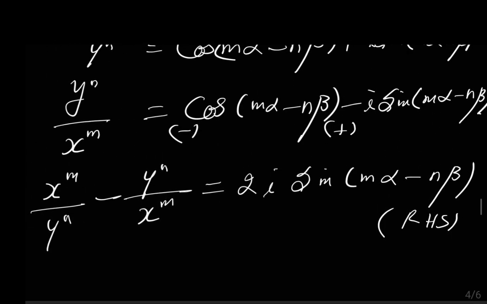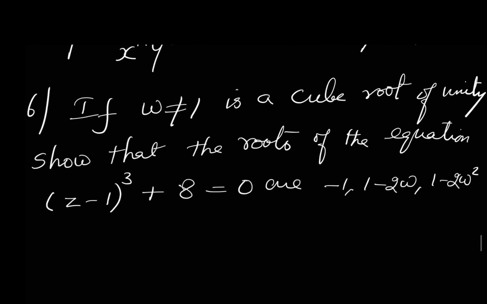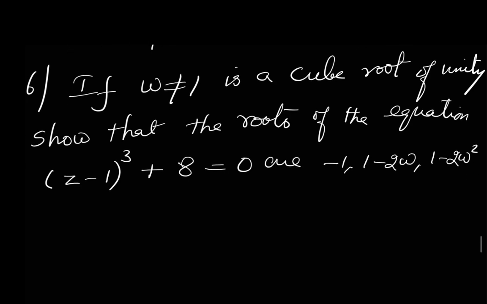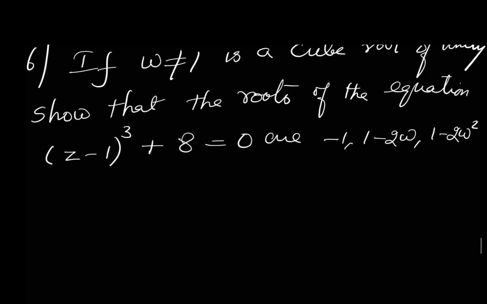See, we completed all the 4 questions. Now the sixth sum. If omega not equal to 1 is a cube root of unity, show that the roots of the equation are minus 1, 1 minus 2 omega, 1 minus 2 omega squared. Here omega is the cube root of unity, and the equation is (z minus 1) the whole cube plus 8 equal to 0. It is a cubic equation, so we will get 3 roots. We have to show that they are minus 1, 1 minus 2 omega, 1 minus 2 omega squared.